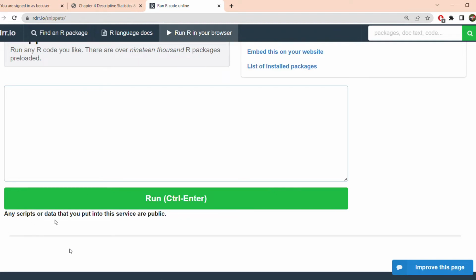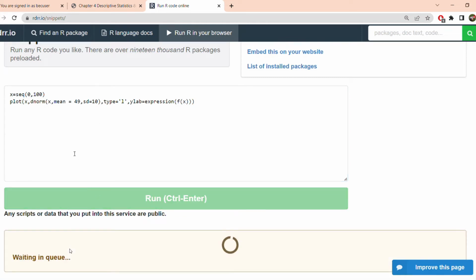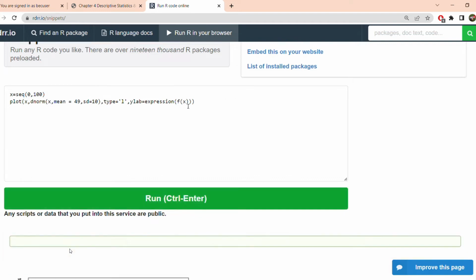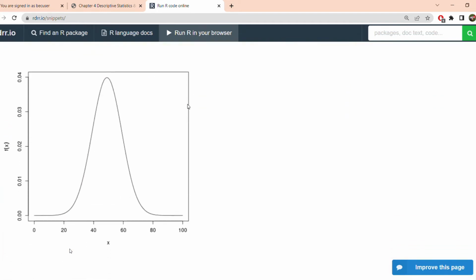Starting with a basic one. We have plotted the curve from 0 to 100 on the x-axis, and dnorm is the normal distribution keyword. We are providing the mean value as 49 and the standard deviation value as 10. Let's see what happens when we plot this. On the y-axis we take f of x. The curve is ready. You can see the x values are from 0 to 100 as we provided, and the mean value is 49, so we can see the peak at 49.